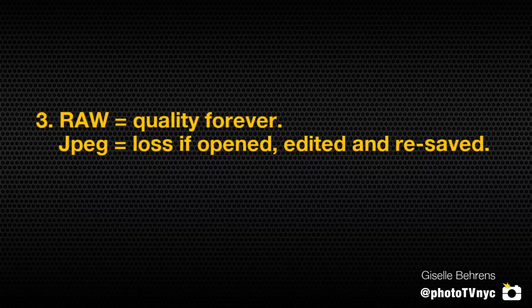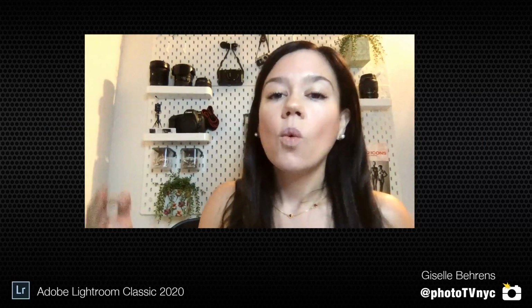So this brings us to our last main difference of the day, and these are just a few main differences between RAW and JPEG. I think that they are one of the most important ones. That is that RAW is quality forever, while JPEG, you lose quality every time you open it, you edit it, and you resave it. Why does this happen?